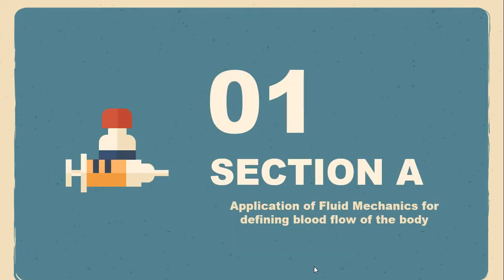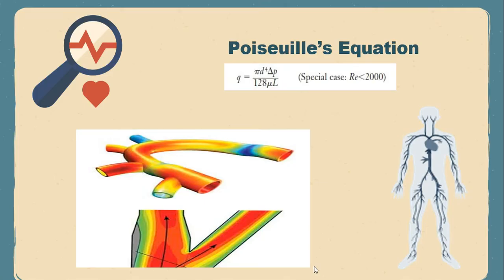Section A, application of fluid mechanics for defining blood flow of the body. The diameter of a blood vessel can be an important factor. As we can see, this is a blood vessel, and the diameter of blood vessel can be an important factor in determining pressure, since delta P in equation here scales with the fourth power of diameter. If the diameter of a blood vessel decreases by a factor of 2 and all other factors remain the same, the pressure must increase by a factor of 16 to maintain the same volumetric flow rate.